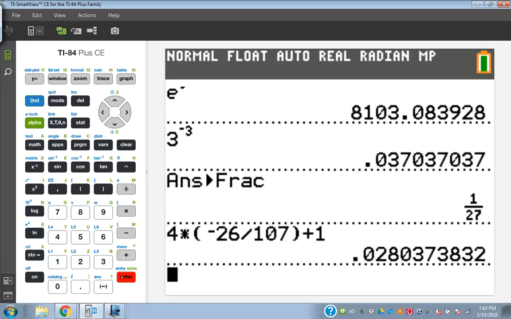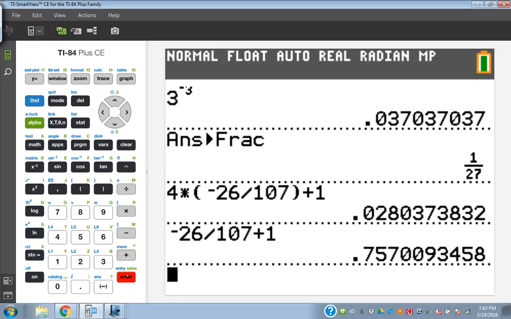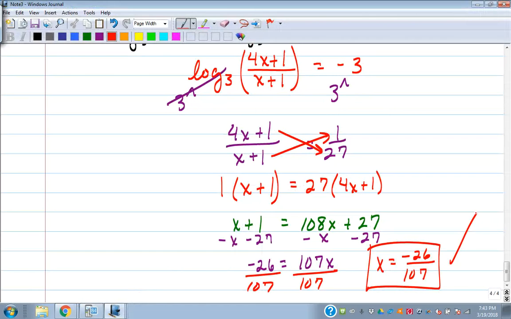Is that a positive number or a negative number? Positive. So that part of the log is okay. Go to the next piece. Negative 26 over 107 plus 1. That's a positive number as well. So I get the log of a positive number in both spots where there was a log. So that means I keep this answer. Yeah, I don't throw it out. It's a keeper.